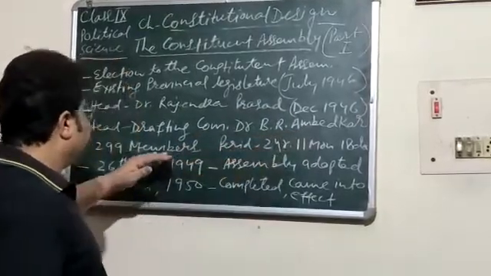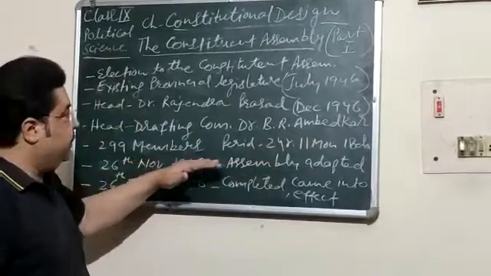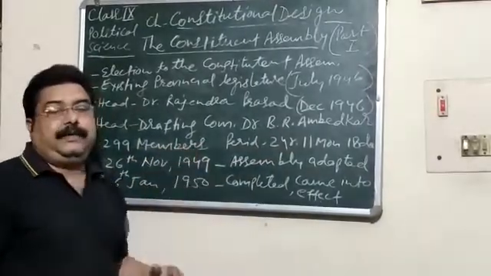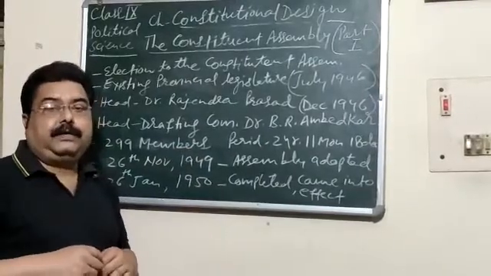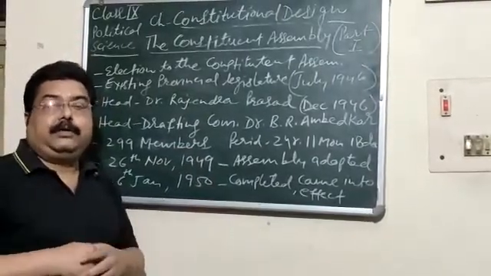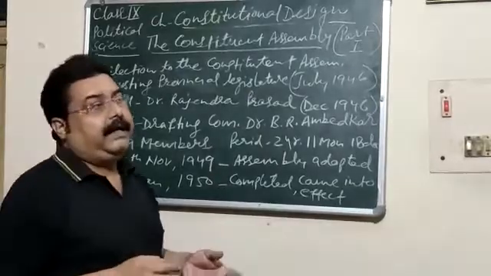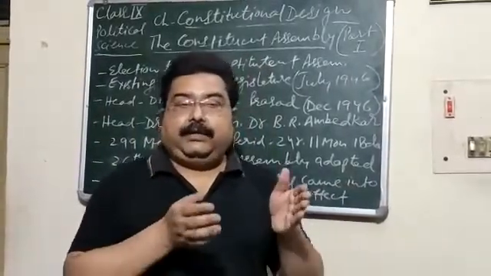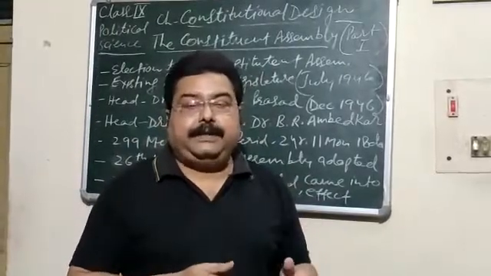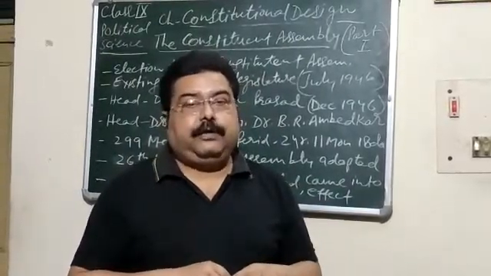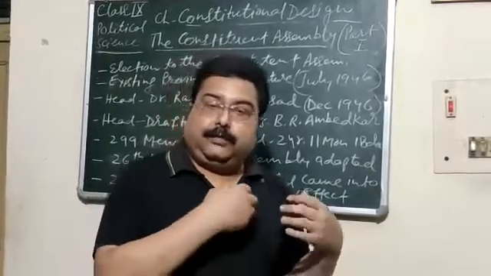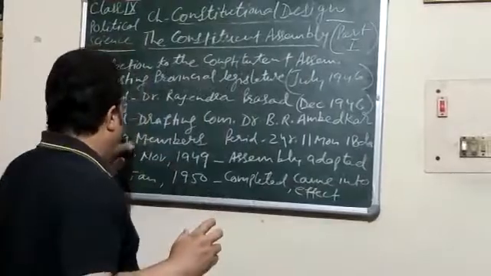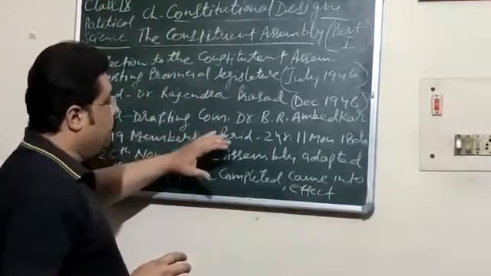There were 299 members in the Constituent Assembly of India, and this strength was after the division of the Constituent Assembly. When the Constituent Assembly was formed, it was divided after the partition into two parts. So the members who were in the Constituent Assembly of Pakistan were removed from this Constituent Assembly, and the total remaining members were 299 who formed the Constitution of India.